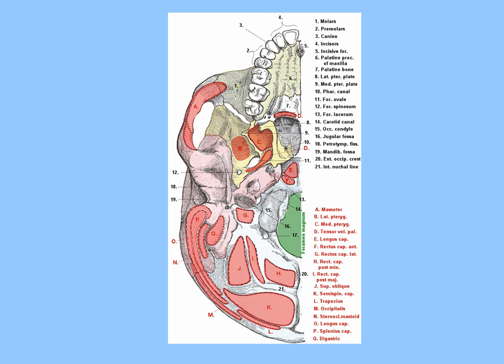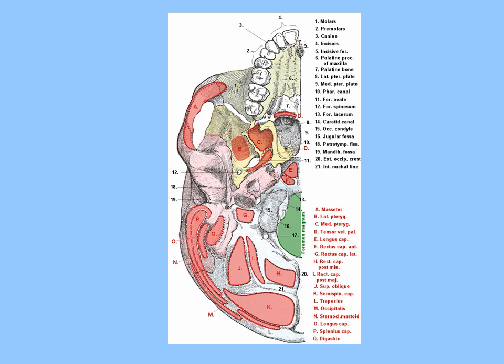We have the zygomatic arch. The zygomatic arch comes back. We have the fossa for the mandibular condyle, or the temporomandibular joint. Medial to the fossa for the temporomandibular joint is an important area called the infratemporal fossa.